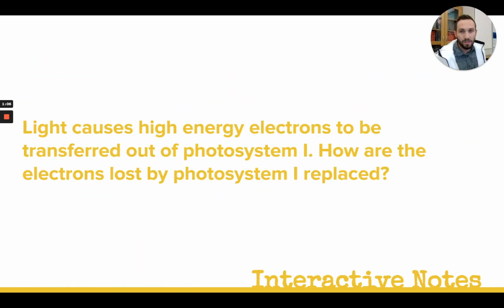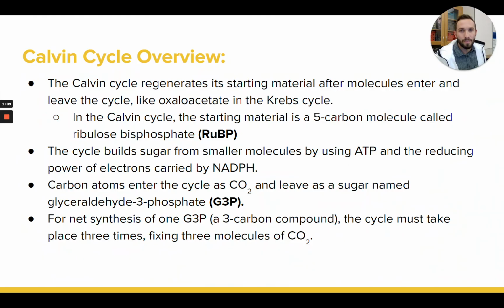So in the Calvin cycle, there's going to be a series of chemical reactions that take place that start and end with the same molecule. The starting molecule in the Calvin cycle is this 5-carbon molecule called RuBP, or ribulose bisphosphate. What's going to happen in this cycle is we're going to start building some sugar molecules by putting together smaller molecules and using ATP and those high energy electrons from NADPH.